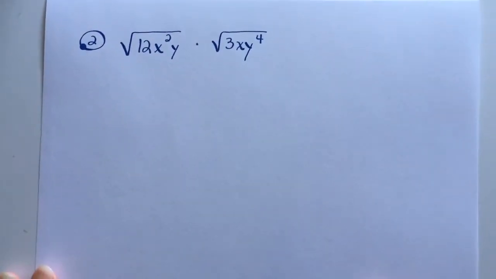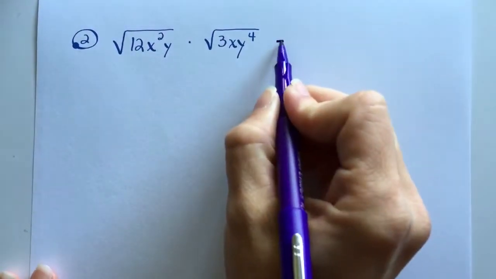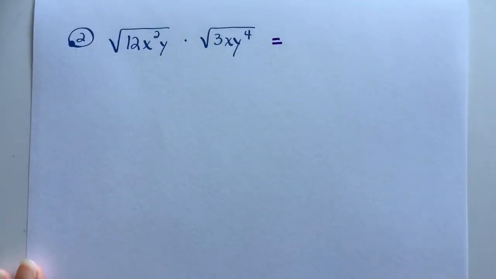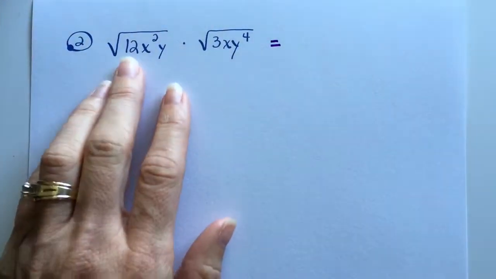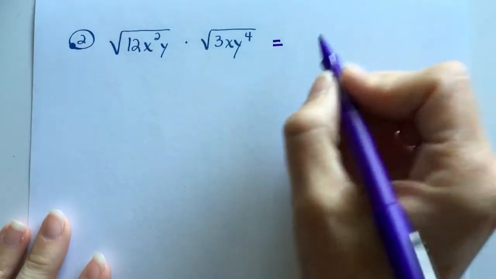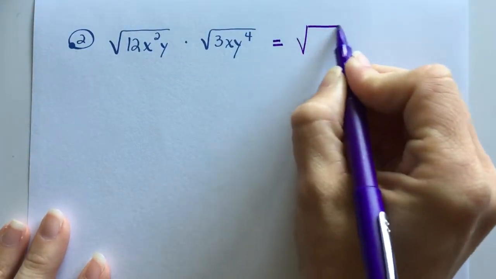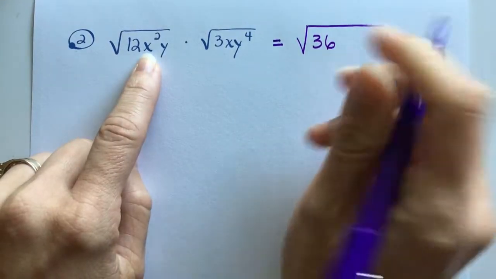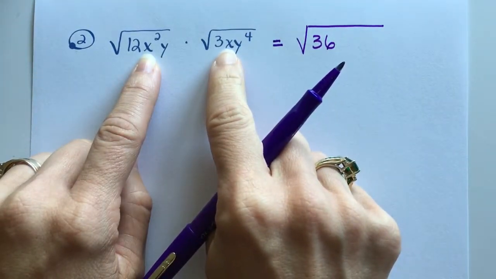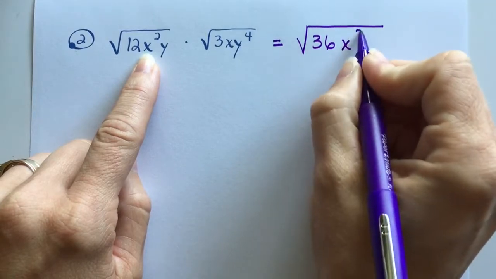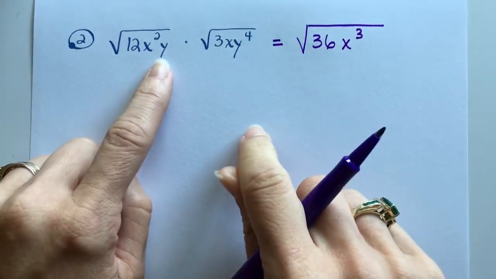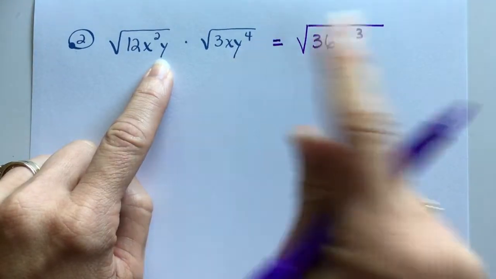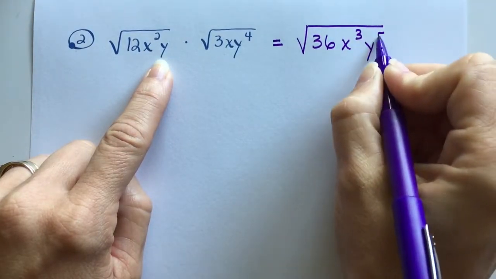Okay, so next one. So start by just multiplying what you have underneath. So we're going to do the 12 times the 3. So that's going to give me 36. And then I'm going to have an x squared times x to the first. So that's going to give me x to the third. And then I have a y to the first times y to the fourth. So that's going to give me y to the fifth.